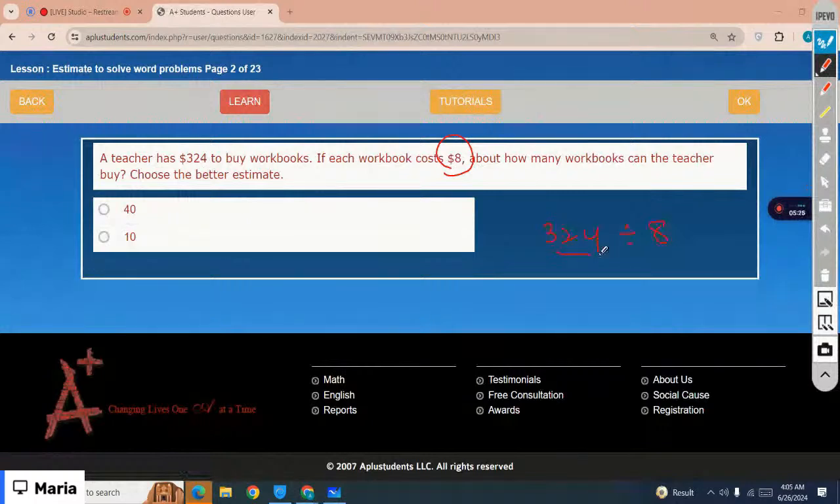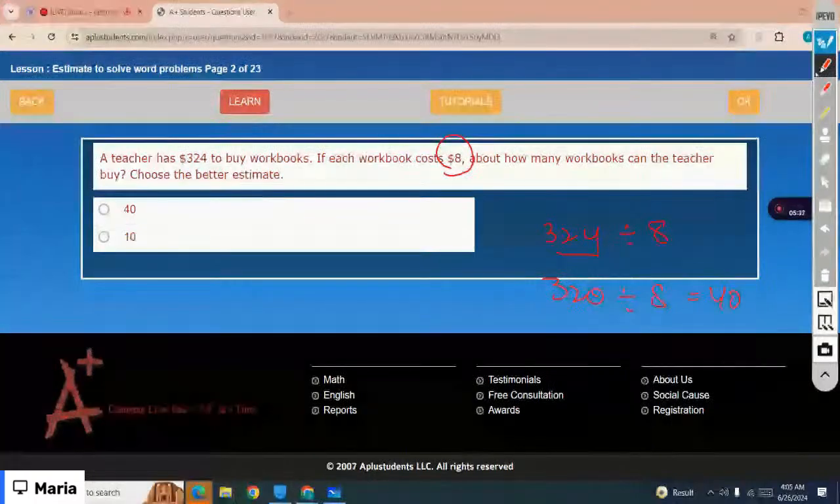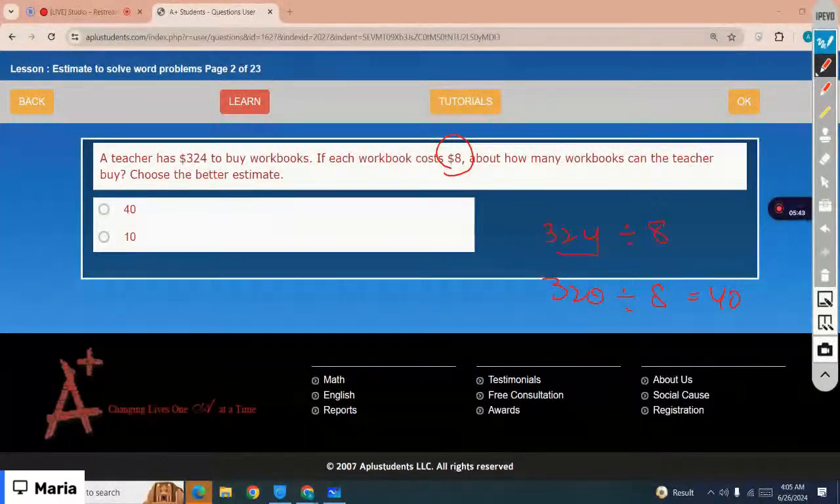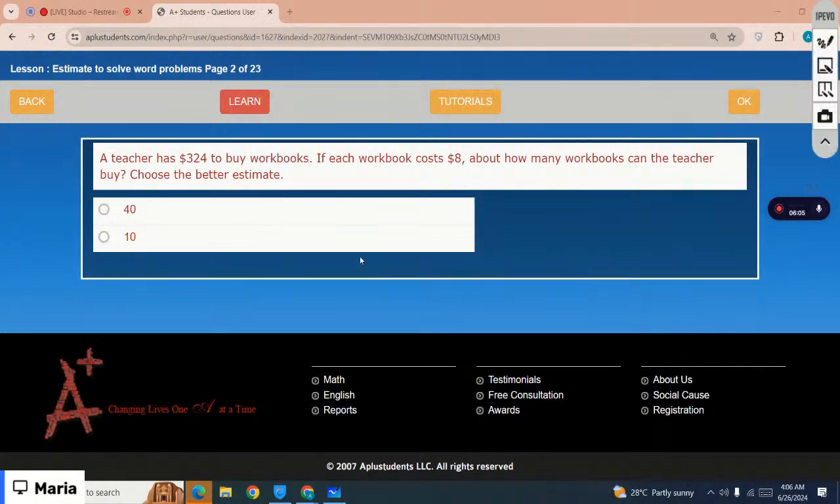You can round this number off to 320, and 320 divided by 8 is 40. That means she can buy 40 workbooks. The correct option is 40. Option number 1 is the correct option.